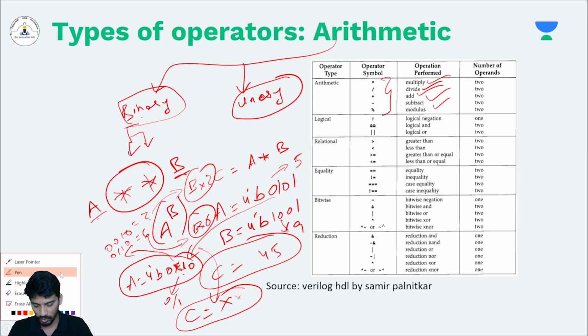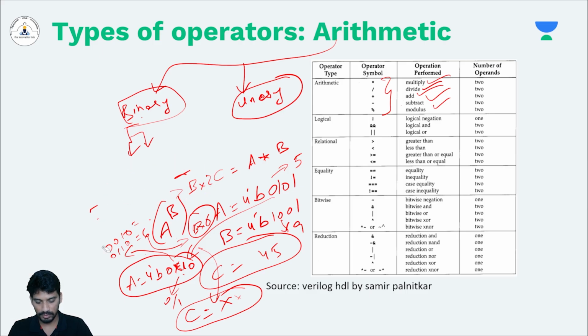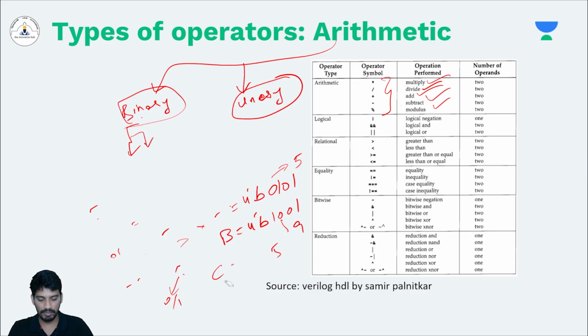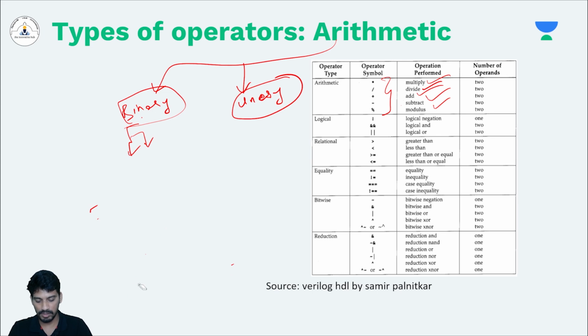Now we'll see one more important thing you need to remember while using the modulus operator. What will the modulus operator do? The modulus operator will give you the remainder of the division between two numbers. It is similar to the C language. In C language also we have the modulus operator. So let's take my A mod B. Let's take my A is equal to 13 and my B is equals to 2. So the remainder will be 1. So the output will be 1.